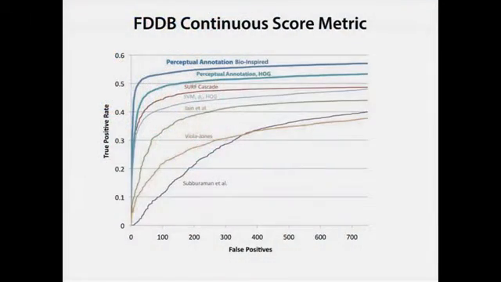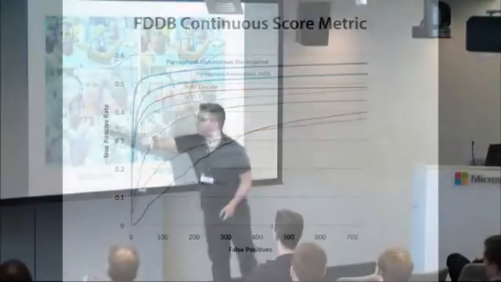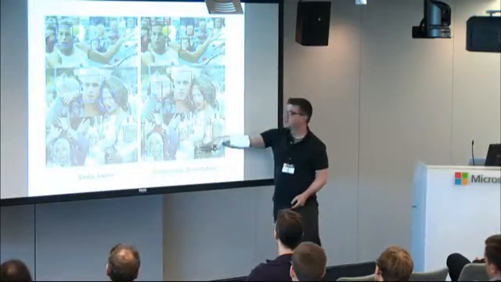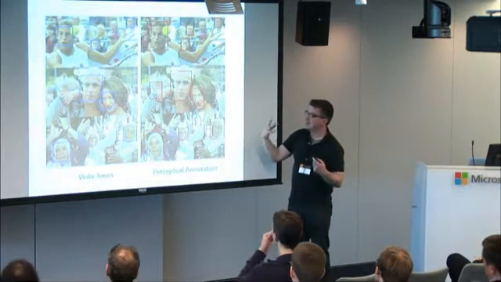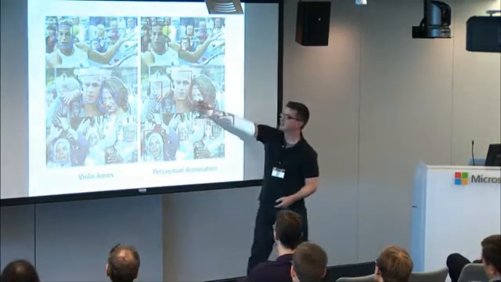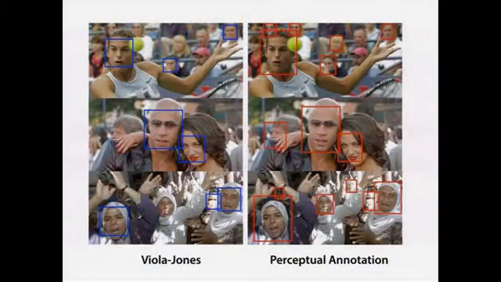So on the left, we have the detector. It's a standard detector that it's built on. You can see it's missing a lot of the faces. But because we're relying on the fact that we use humans to learn more about some occluded faces and things like that, you can see it's actually catching quite a few more.